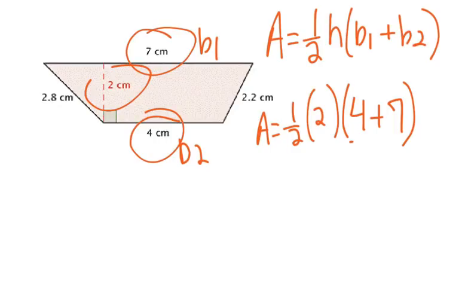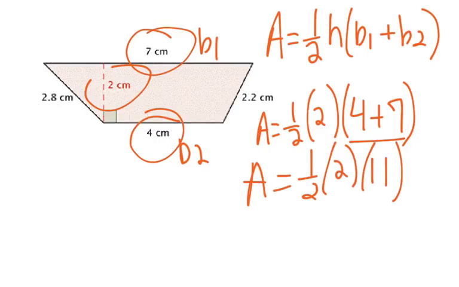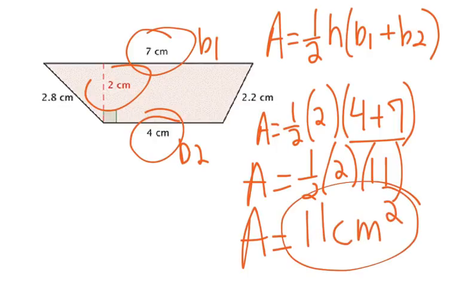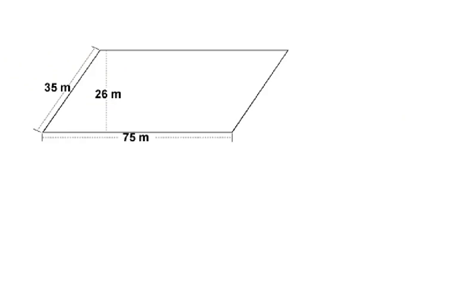Okay, so 4 plus 7, of course, is 11. So I have 1/2 multiplied by 2 multiplied by 11. 11 times 2 is 22, and then half of that is 11. So the area is equal to 11 centimeters squared. All right, easy, easy. One last one.